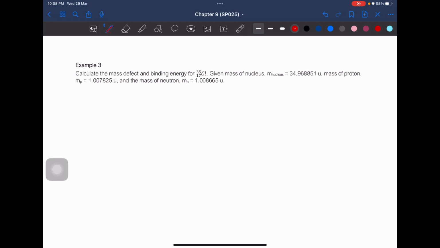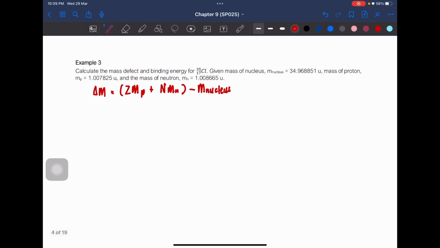Okay. So, sekarang ni, how do we start? We have to start with the mass defect lah. So, delta M is equal to ZMP plus NMN minus mass of nucleus. Okay, so sekarang ni dia dah bagi ke tidak mass of nucleus? Yes, dia betul dah bagi. So, kita tidak perlu carilah. And then, sekarang kita perlu cari the value of N. Since we already have Z, which is 17, N is A minus Z, which is 35 minus 17, which is equal to 18.